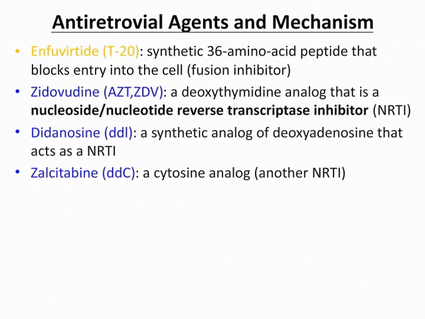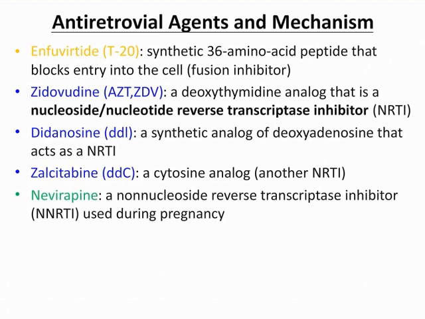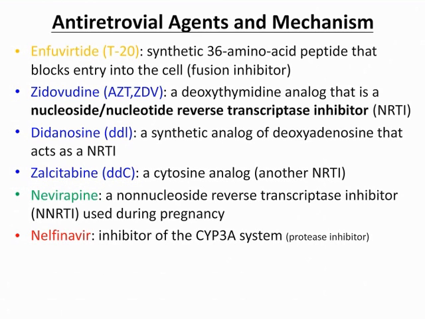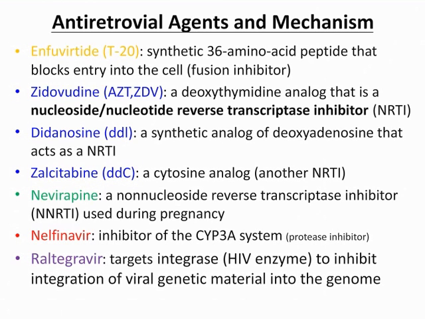So here are some antiretroviral agents and their mechanisms. Be sure to know each of these. For example, raltegravir targets integrase, and integrase is an HIV enzyme. If it's targeting this HIV enzyme, it's going to inhibit integration of your viral genetic material into the genome.